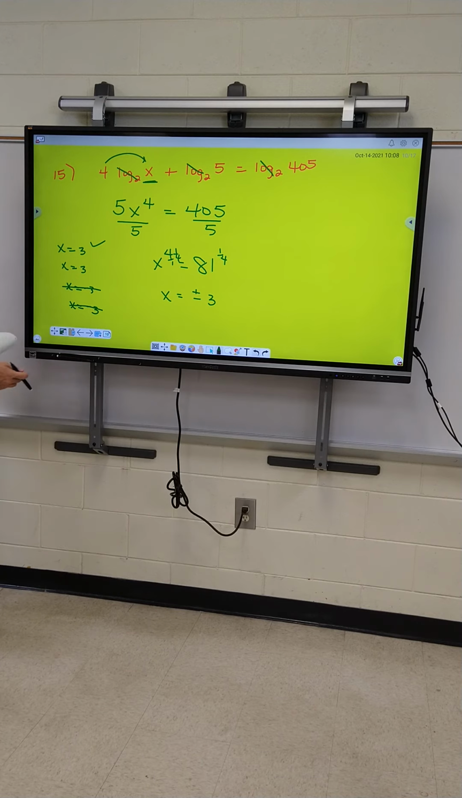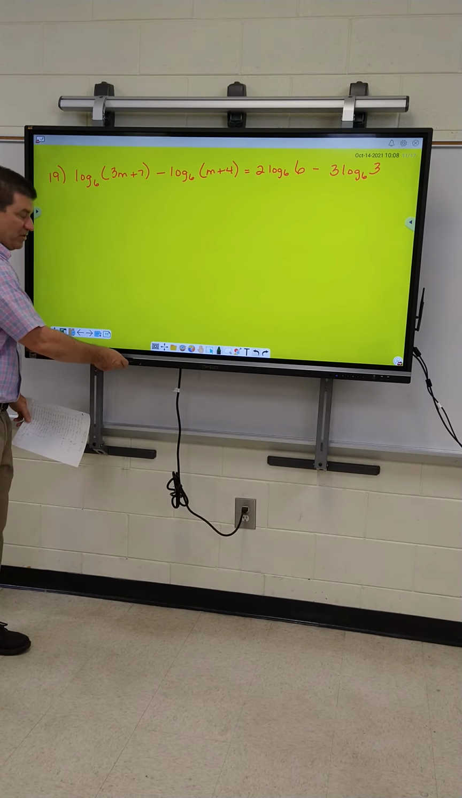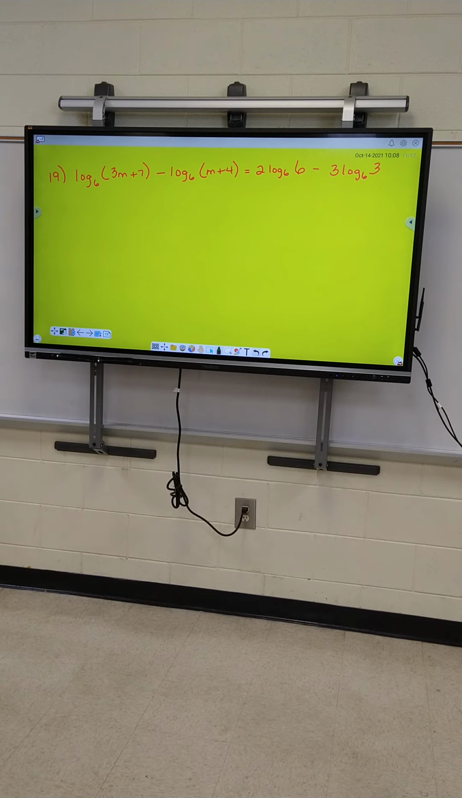All right, next one. Guys, I want to skip 16 for now because that's a new problem. I want to go down to 19. 19 is the last problem on this sheet that we can still do the way we're doing it. So you guys set up 19 quickly and then we'll look at it.